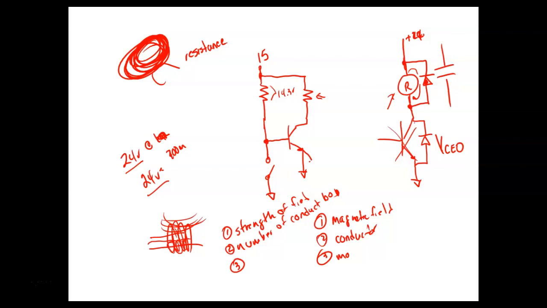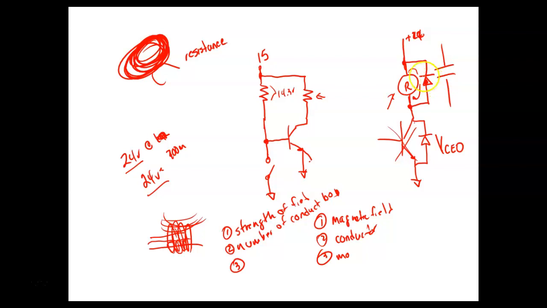This does not apply to AC, so we don't have to have counter EMF protection on AC. But any DC circuit, if we're dealing with inductive loads like coils of wire or something like that, then we're going to have to put the diode in there. And you put the diode in there reverse biased to the source.